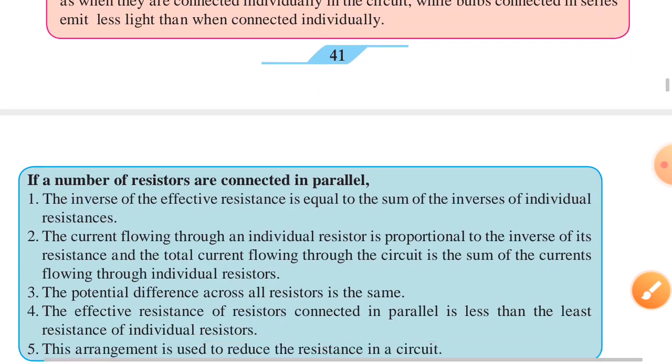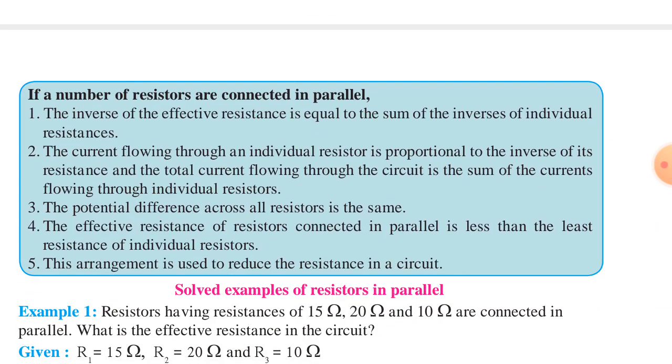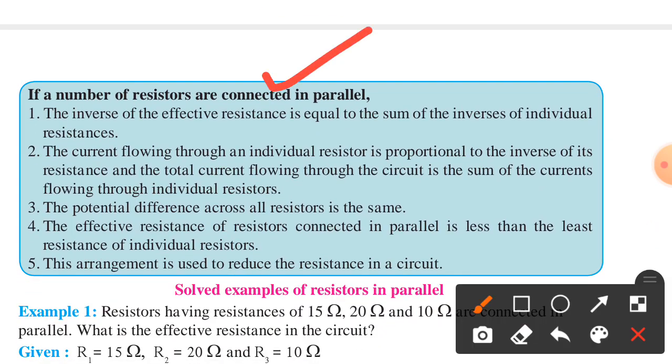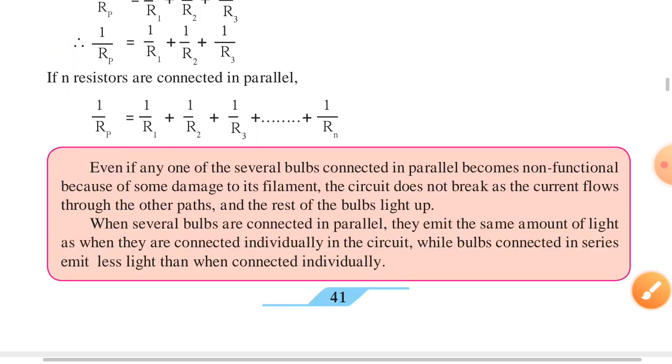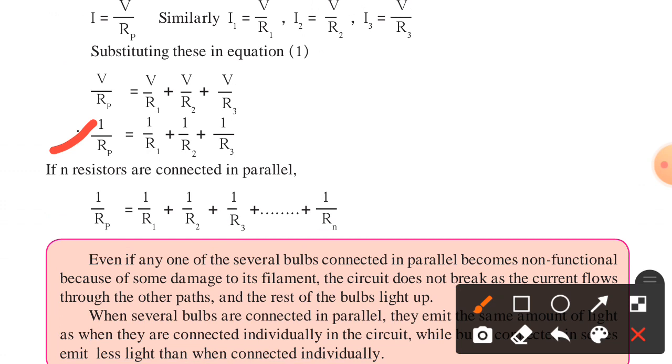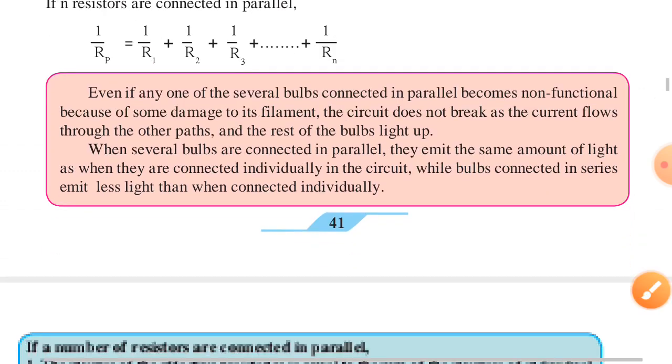Now some features when the resistors are connected in parallel. The first is the inverse of effective resistance, म्हणजे परिणामी रोधाचा व्यस्तांक is equal to sum of inverse of individual resistances. हा प्रत्येक रोधाच्या व्यस्तांकाच्या बेरजे एवढा असतो. म्हणजेच आपल्याला या सूत्राने सांगता येईल परिणामी रोधाचा व्यस्तांक 1 upon Rp is equal to 1 upon R1 plus 1 upon R2 plus 1 upon R3.